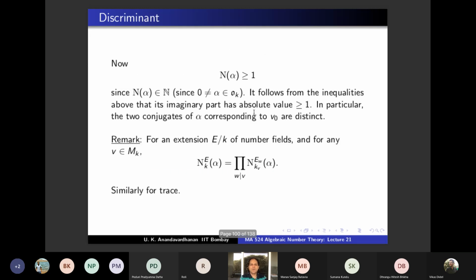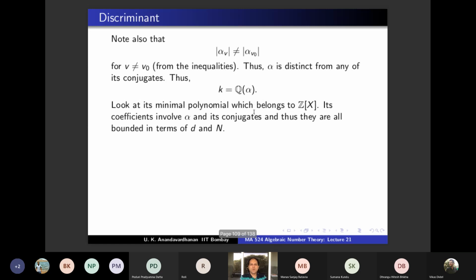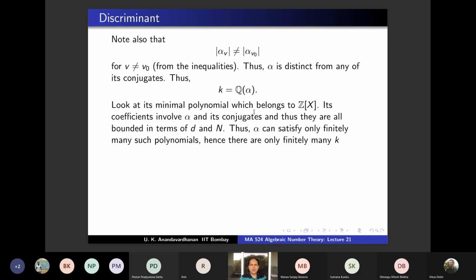So alpha satisfies a polynomial whose coefficients are bounded in terms of d and n. It's a function of d and n. So alpha can satisfy only finitely many such polynomials, right? Because all the coefficients are bounded in terms of d and n, and a polynomial has finitely many coefficients. So such polynomials, that collection is finite. So alpha can possibly satisfy only finitely many such polynomials.